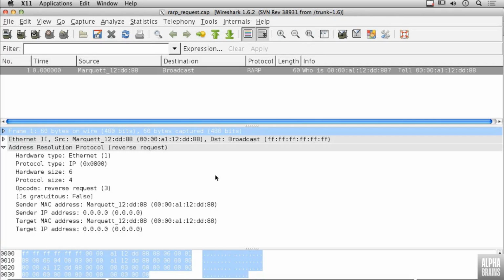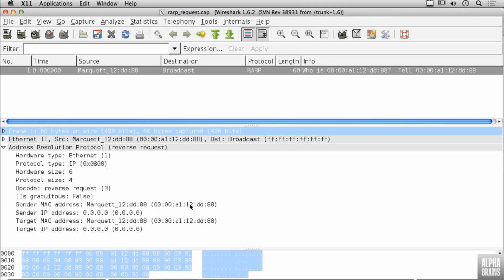Now I've got a Wireshark capture here, and we see the RARP request, and it's really just an ARP request with a different opcode. You can see the opcode is 3, as opposed to the 1 and 2 that we saw in the ARP packet captures. An opcode of 3 is a reverse request. So you can see here there are some differences from what we've seen previously.